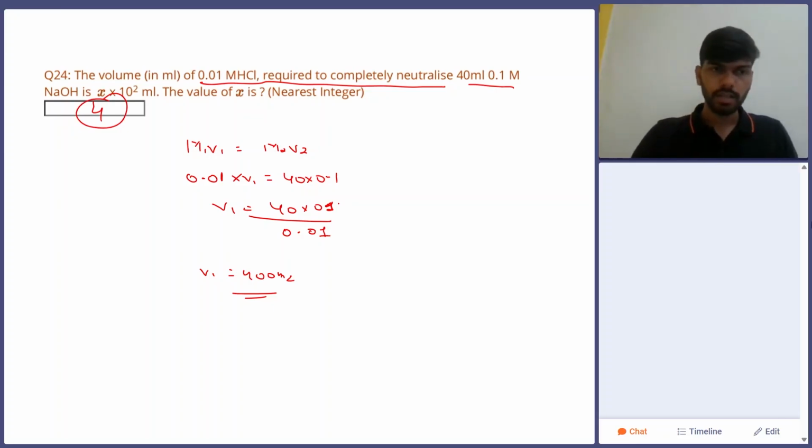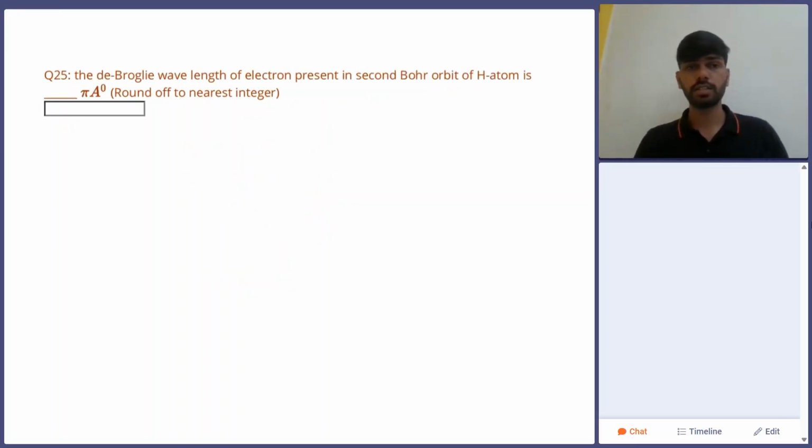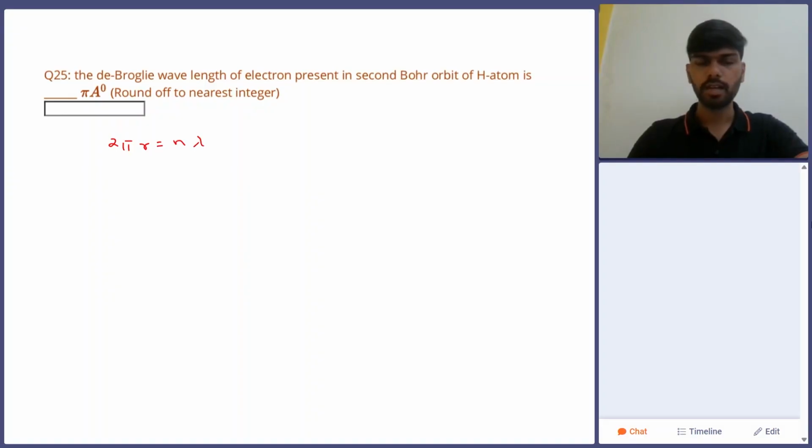Okay. Next and last question, class: the de Broglie wavelength of electron present in second Bohr orbit of hydrogen atom is pi a naught, round off. So simple. This is de Broglie. We can apply 2 pi r is equals to n lambda. In place of the second Bohr orbit, we can write r. We have to write 0.53 for hydrogen atom. So 2 pi into 0.53 into 2 is equals to lambda.